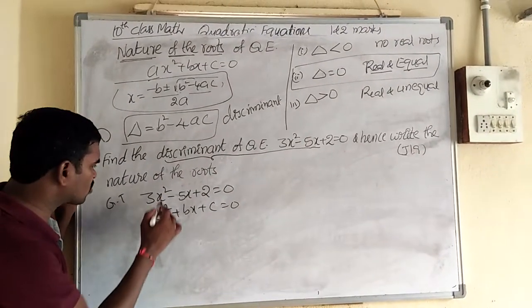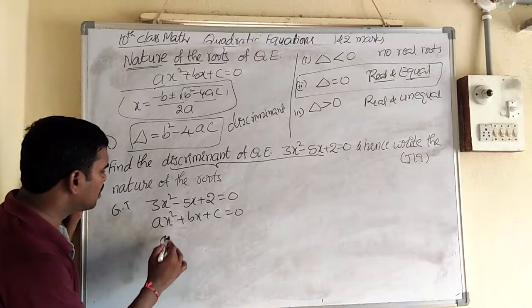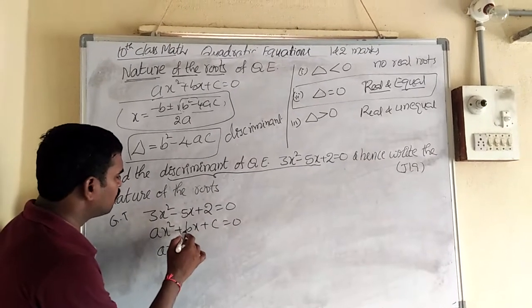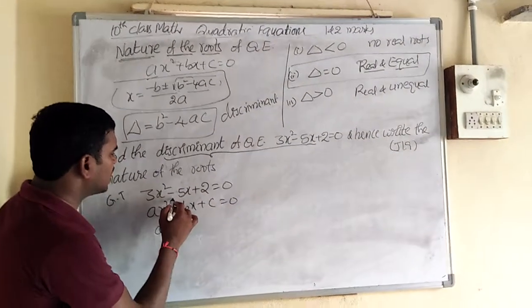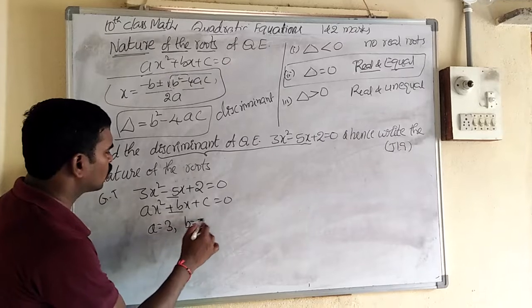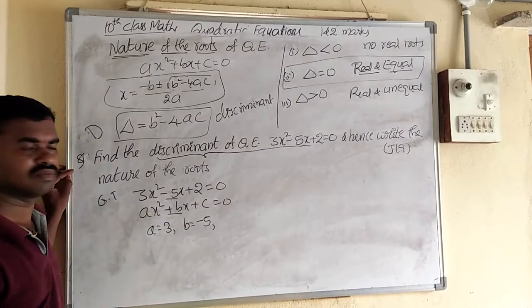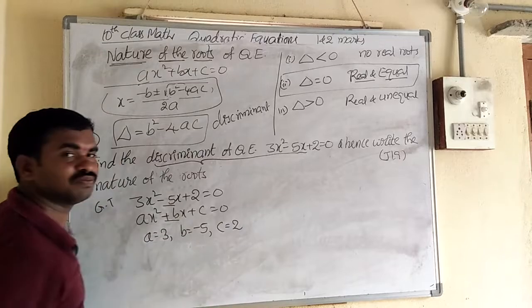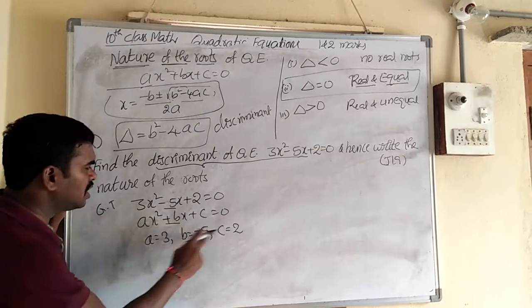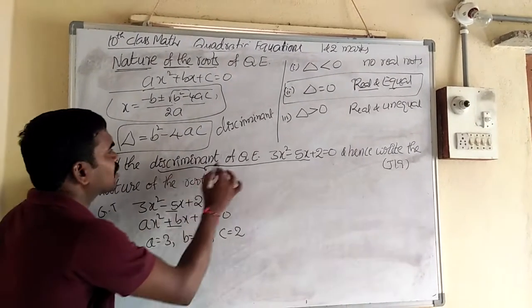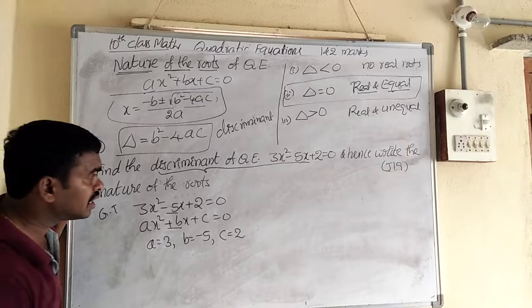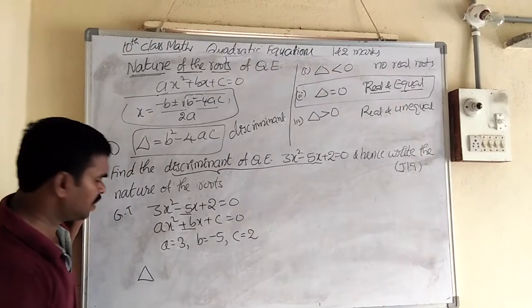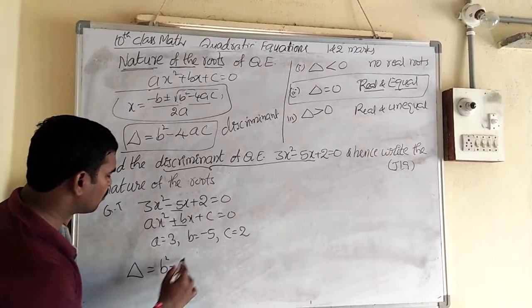What is x square? x square is the same, so a equals 3. What is x? x. What is b? Here it is plus b, here it is minus 5, so b equals minus 5. Here c means 2, so c equals 2. So we got the a, b, c values. And it asks for the discriminant. Discriminant means delta, that is b square minus 4ac.